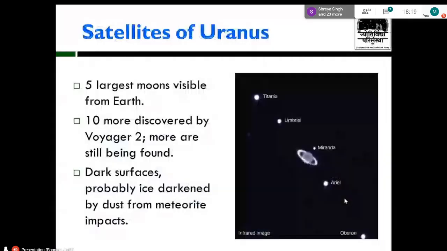Now we have the satellites of Uranus, and believe me, all these satellites can be seen through a 14-inch reflector telescope. You can actually see this image, and this image is in infrared, but you can see how it represents. This is not some artistic representation, this is an actual photo, and you can see such things with the help of a powerful enough telescope.